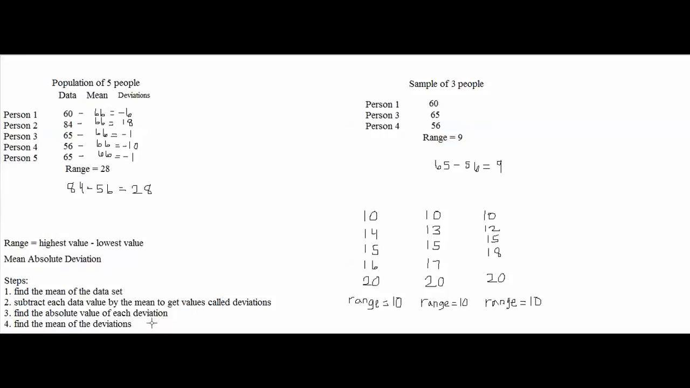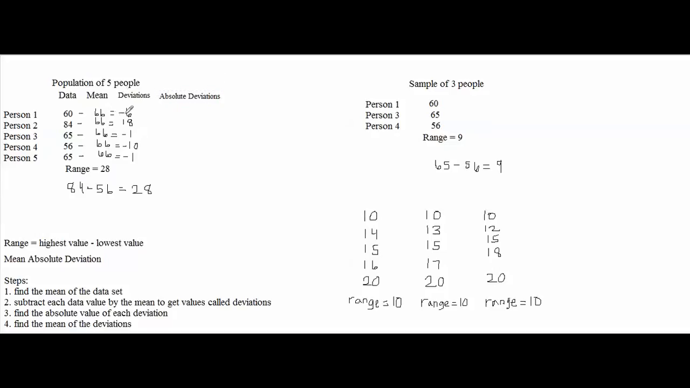Next we have to find the absolute value of each deviation. To get the absolute value of a number, you just take the number and leave off the sign. So if it's a positive number, it just stays the way it is. It stays positive. And if it's a negative number, it just changes to a positive number. Let's find the absolute value of each of these deviations. So we'll call them absolute deviations.